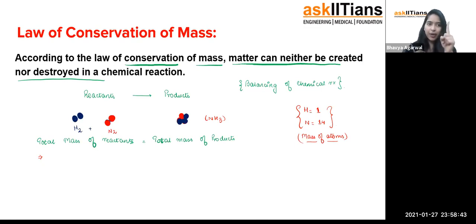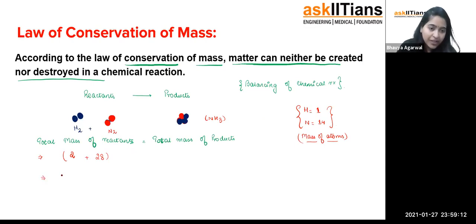1 hydrogen means 1 mass. The second hydrogen also means 1 mass. Together it would be 2, right? Now, what about nitrogen? 1 nitrogen atom is 14, the second nitrogen atom is also 14. So the total mass will be 28.